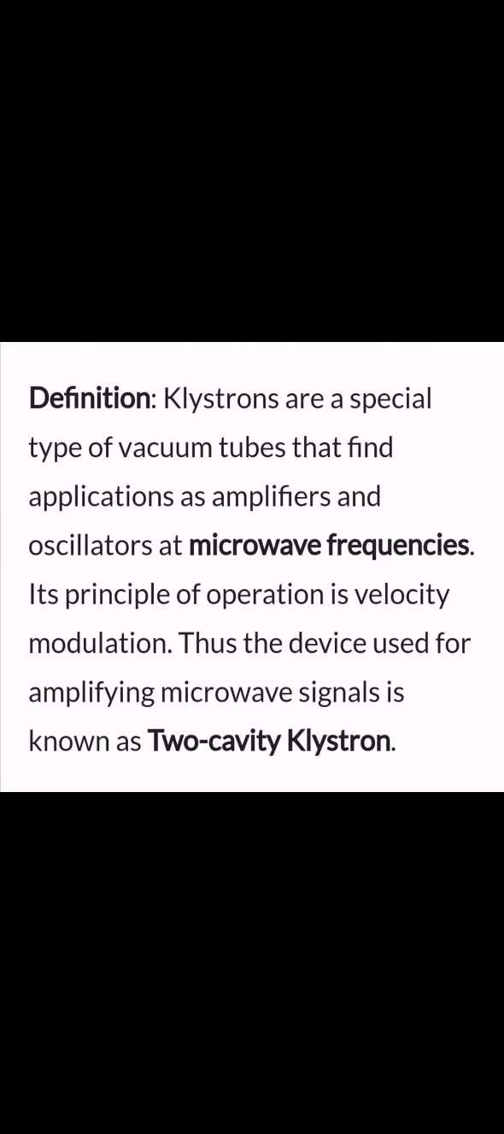So first let's define what is Klystron. Klystrons are a special type of vacuum tubes that find applications as amplifiers and oscillators at microwave frequencies. Its principle of operation is velocity modulation.